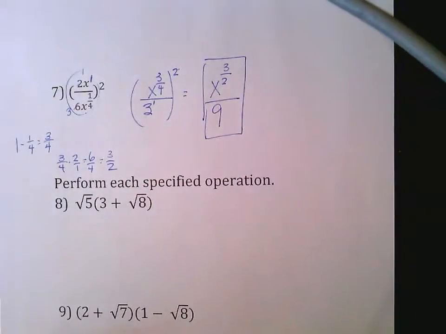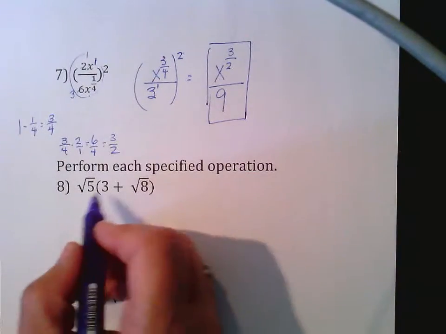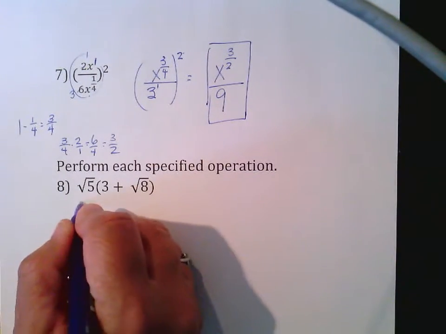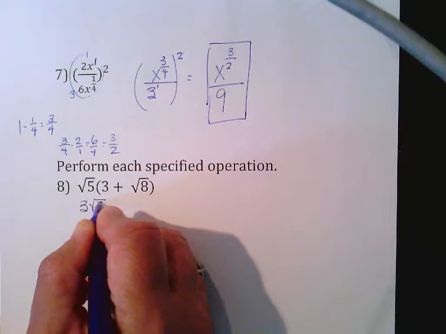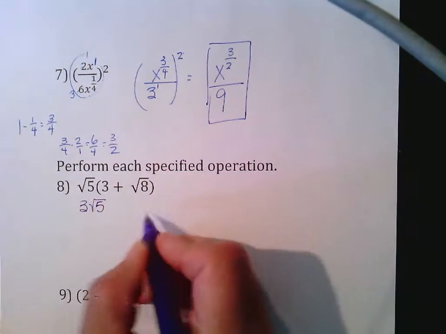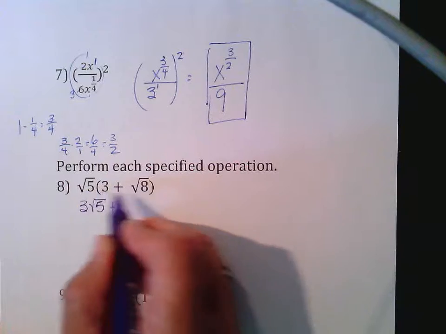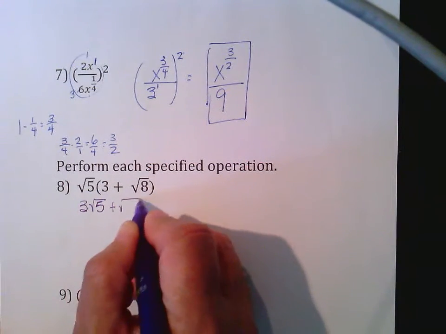Okay, we're back to multiplying numbers and radicals. 3 times the square root of 5, I can't combine those because one's under a radical and one's not. So this is 3 square roots of 5. But when I take the square root of 5 times the square root of 8, that's the square root of 40.